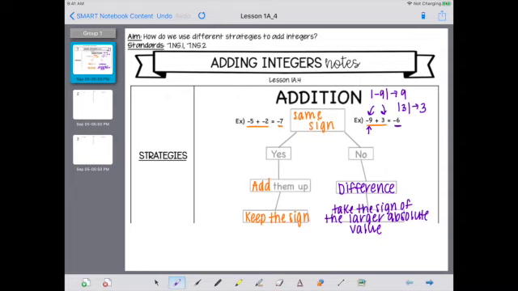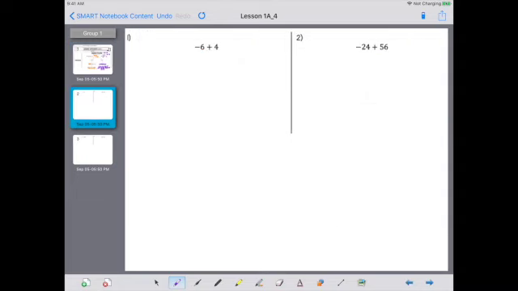Let's try it. Our first example is that we have a -6 and a +4. So the first thing I want to say, are they the same sign? They are not. No. They're different signs. So we have a negative and a positive. We want to take the difference between the two of them. So 6 minus 4, we're left with 2.